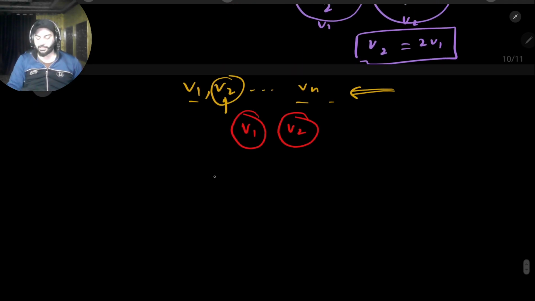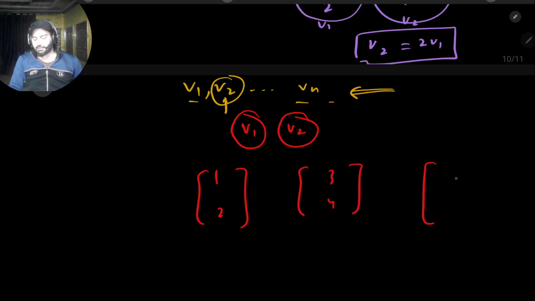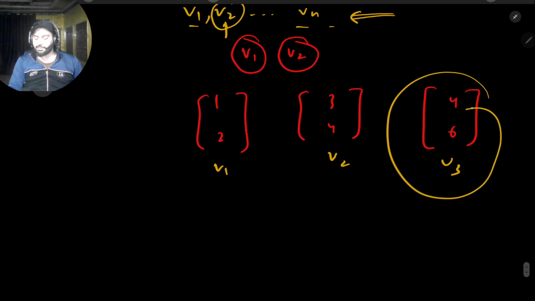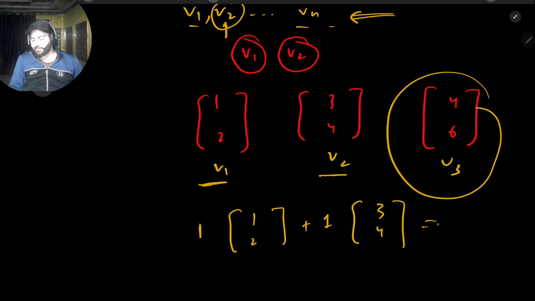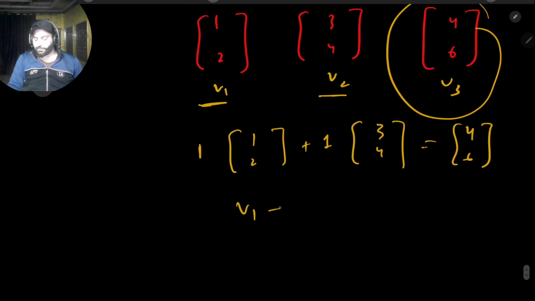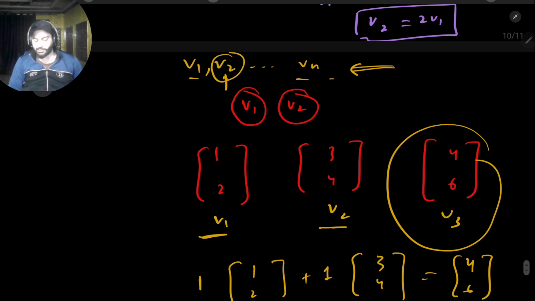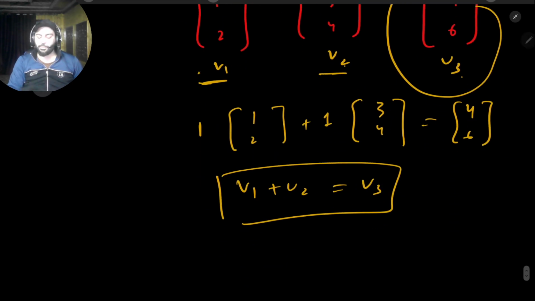Let's suppose we have a vector 1, 2, another vector 3, 4, and another vector 4, 6. These are three vectors: v1, v2, and v3. You can see that v3 can be written as a combination of v1 and v2. I can write 1 times 1, 2 plus 1 times v2, 3, 4, which gives me the vector 4, 6. So a linear combination of v1 plus v2 gave me v3. So I'll call v1, v2, v3 linearly dependent vectors, because I can get one of the vectors by using a combination of the other two.